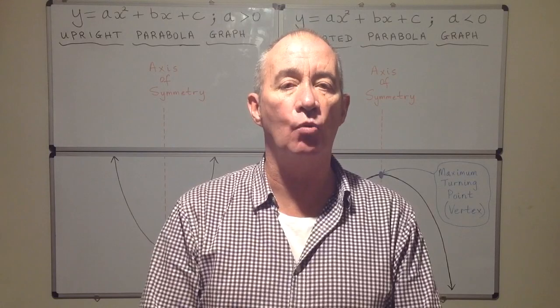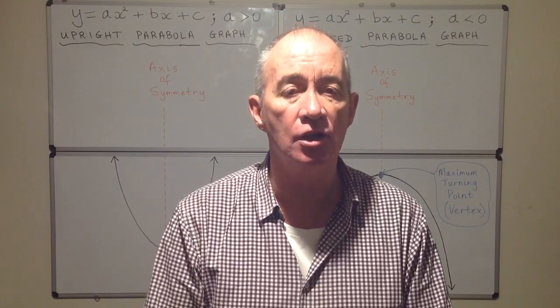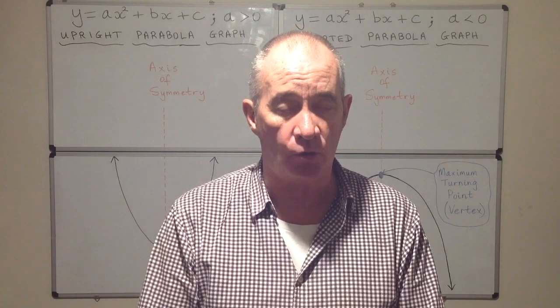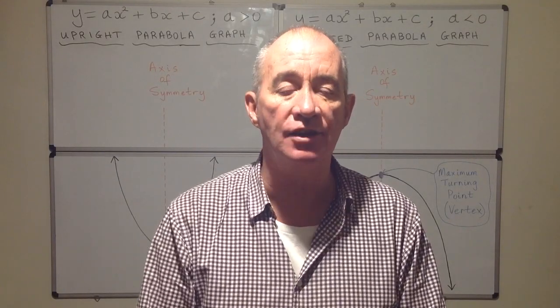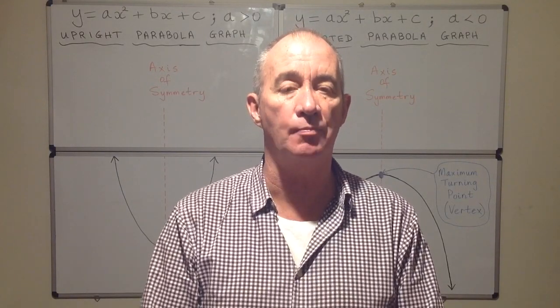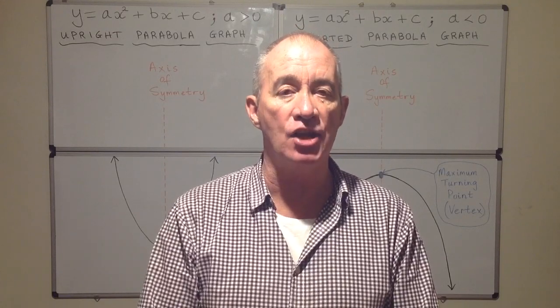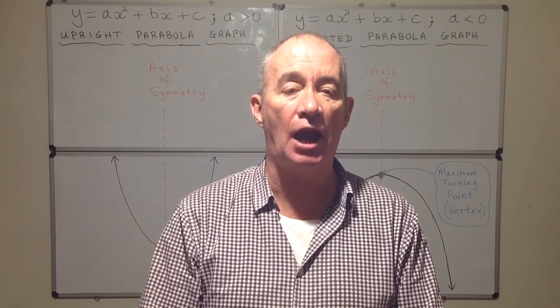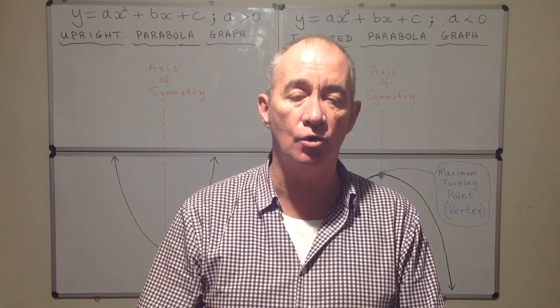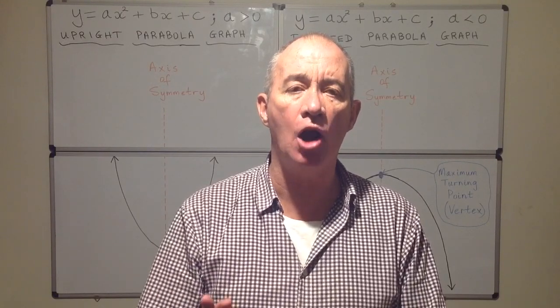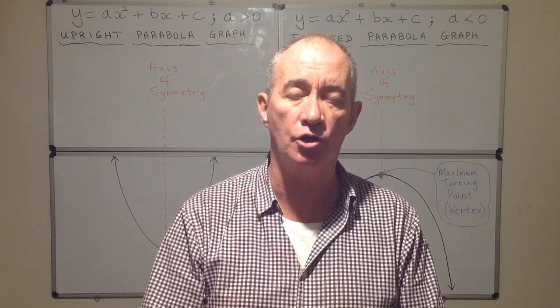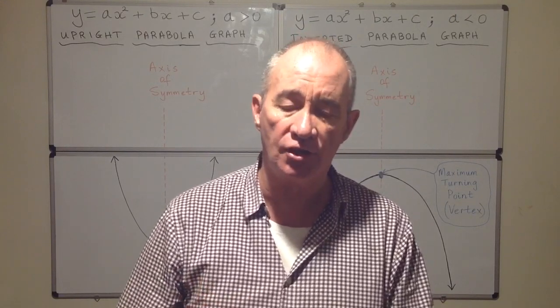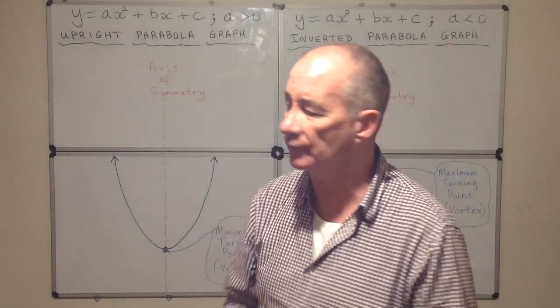In lesson 1 we established the fact that the graph of any quadratic equation will be a smooth curve called a parabola. And we established that for these smooth curves called parabolas, there are only two possible general shapes for those graphs. Let's have a look at what I have on the board here.